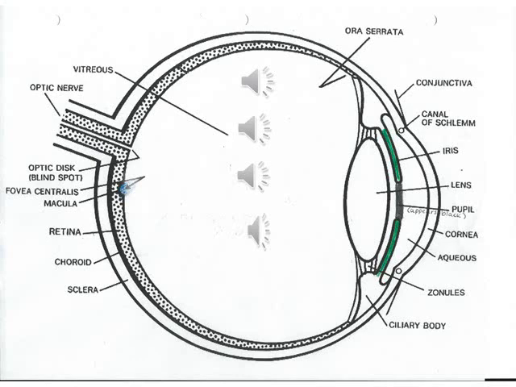Iris is the colored part of your eye. In my diagram, my eyes are green. The function of the iris is to control light input to the retina by either expanding to let light in a dark environment, or contracting to reduce the amount of light entering when in a sunny environment.